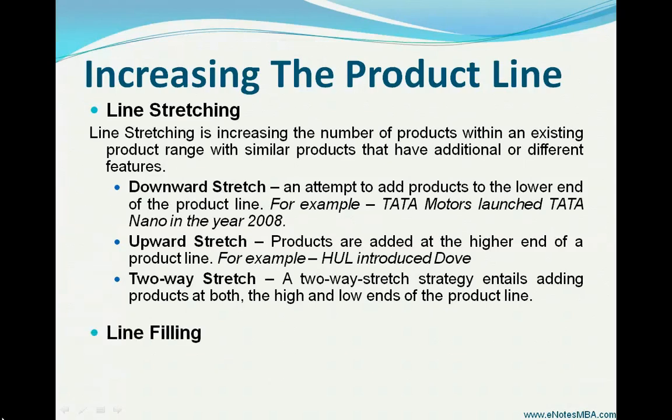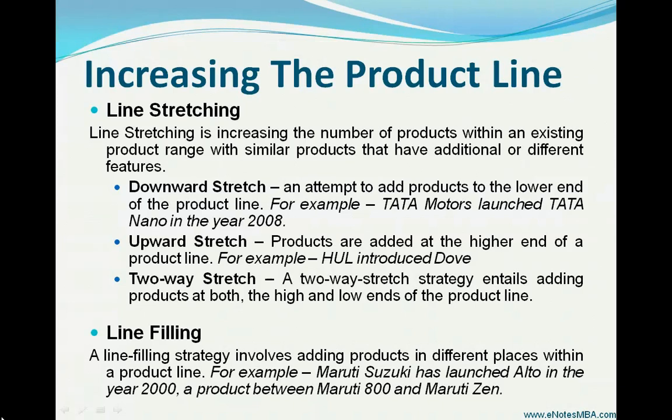Second way of increasing the product line is line filling. A line filling strategy involves adding products in different places within a product line. A firm might use this strategy to fill gaps in its product line that are not at the high or low end. For example, Maruti Suzuki has launched Alto in the year 2000, a product between Maruti 800 and Maruti Zen.